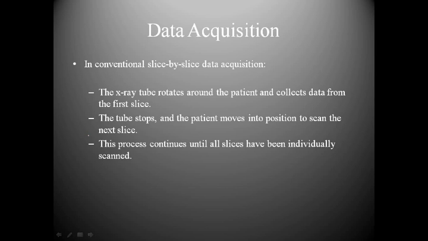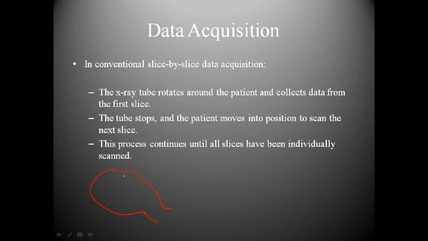Basically, in conventional slice by slice, you have the X-ray tube rotating around the patient and collecting data from the first slice. Once that first slice is acquired, let's draw an image of a patient's head here.